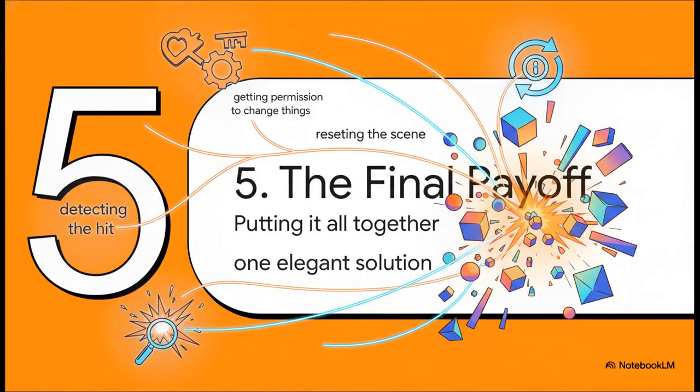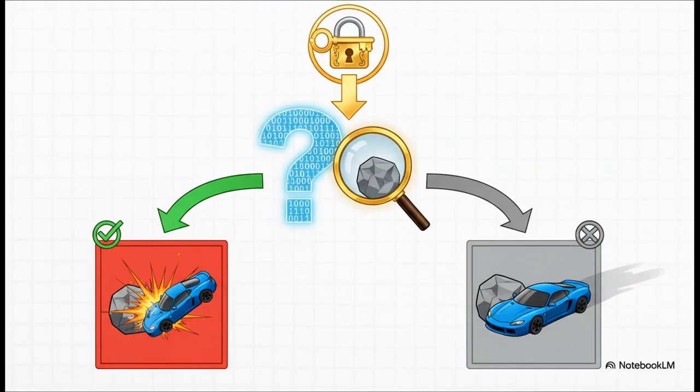All right, let's put it all together. We've tackled 3 ideas: detecting the hit, getting permission to change things, and resetting the scene. Now let's see how they all combine into one really elegant solution. And here it is, our complete logic. First, we get permission, global track_color. Then we ask the question, if car.colliderect(rock). If the answer is yes, the track turns red. For every other single moment, that's the else, the track goes back to gray. This small block of code is the new beating heart of our game.